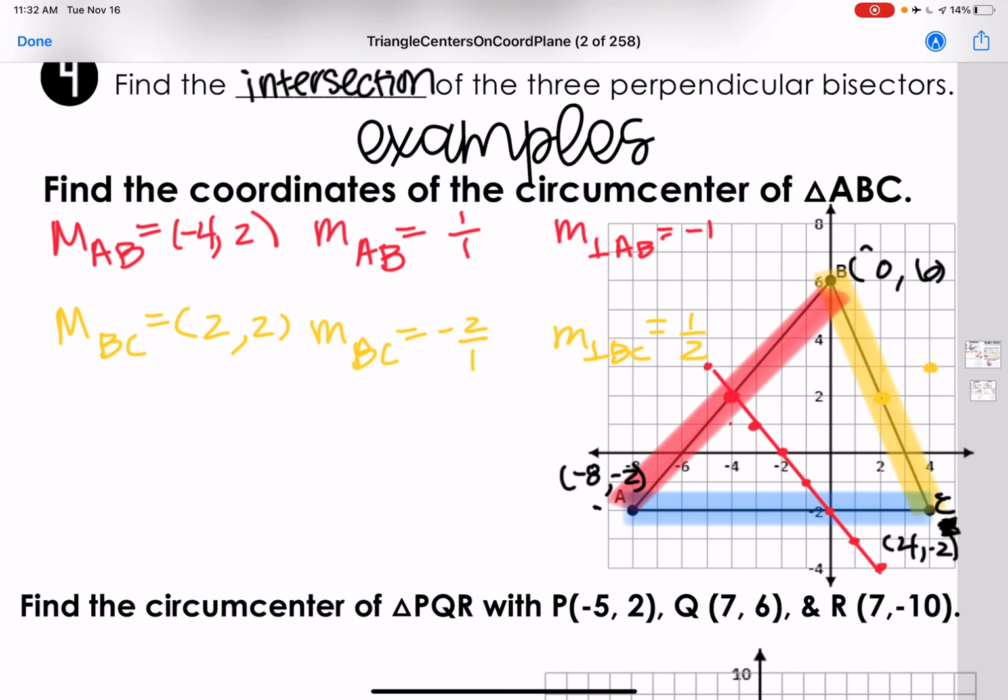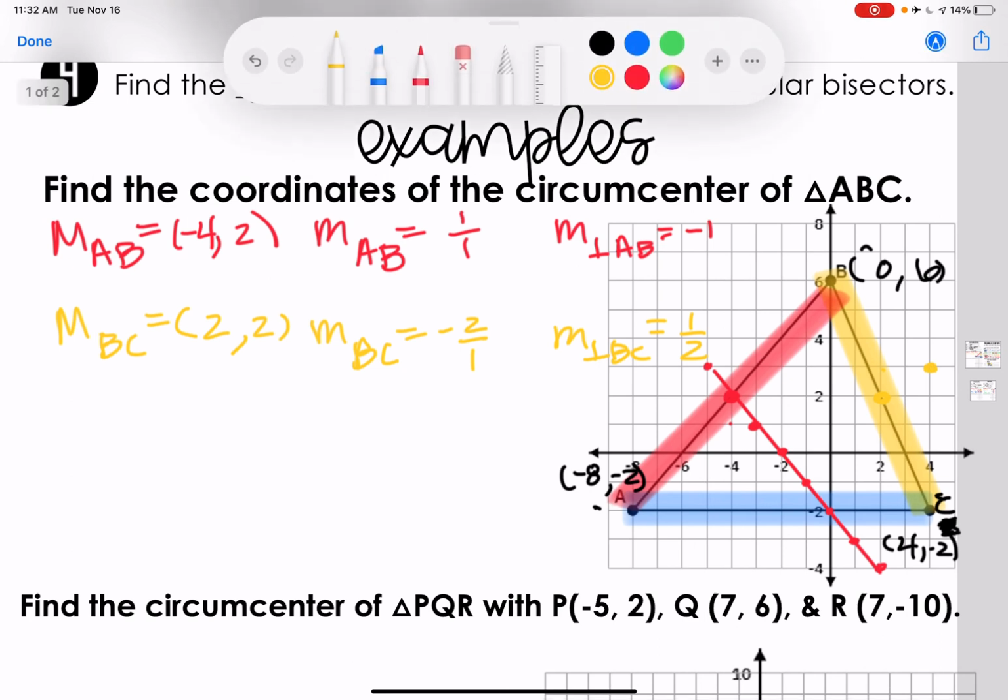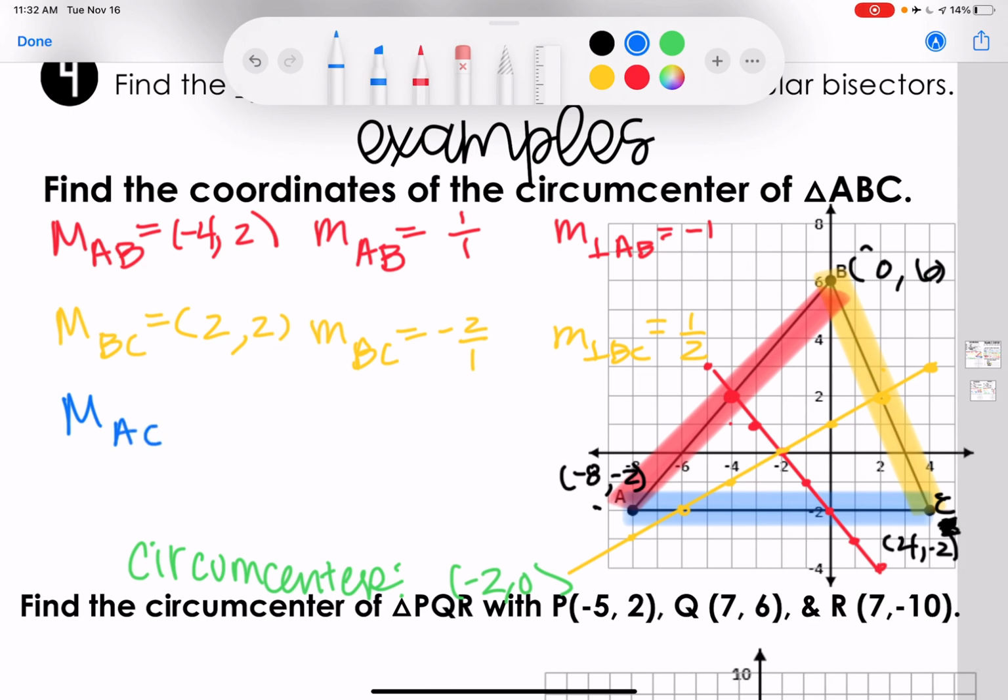And even though it's not intersecting with the triangle on the inside, as long as I have 2 points, I can make my slope. And if you want, you can also turn your paper around to help you find these other points that I am graphing. And you see that your circumcenter is going to be -2, 0. But we want to check, so we're going to find the midpoint of AC, the slope of AC, and the slope perpendicular to AC.